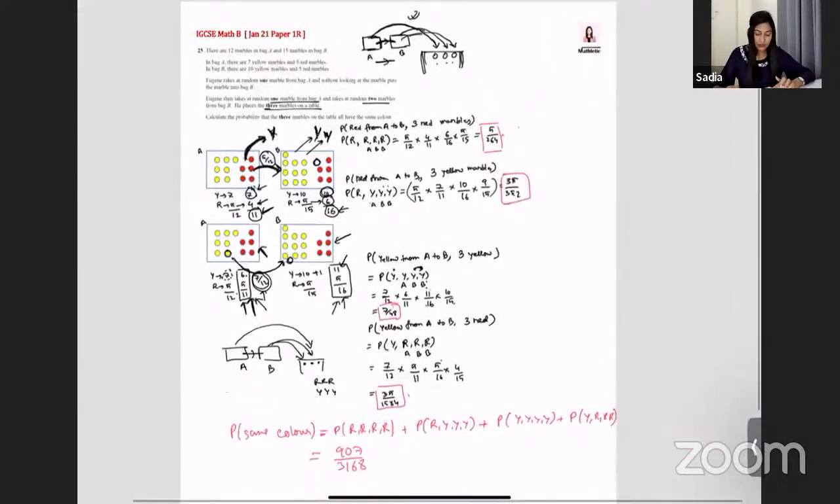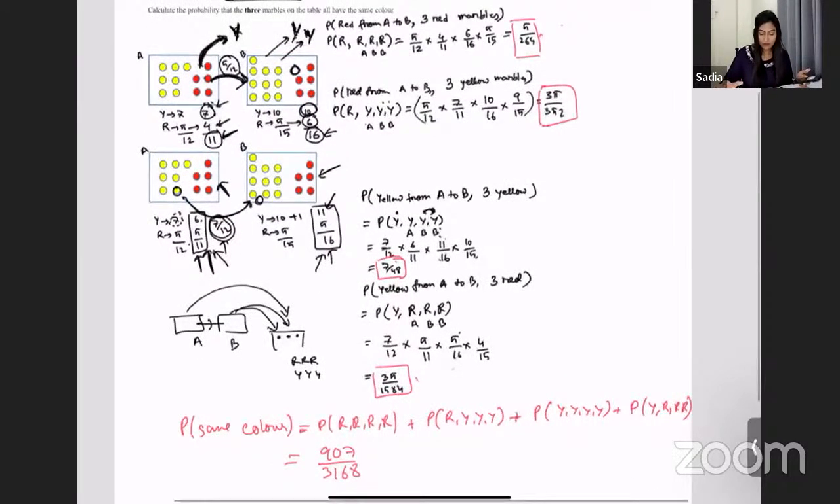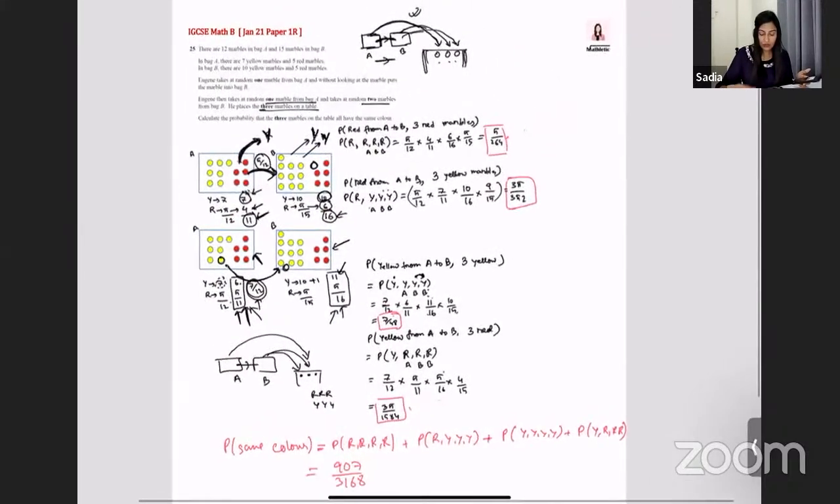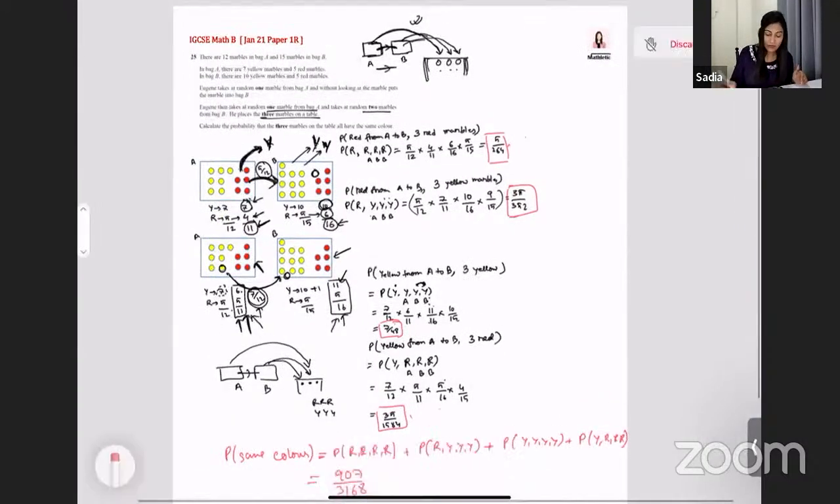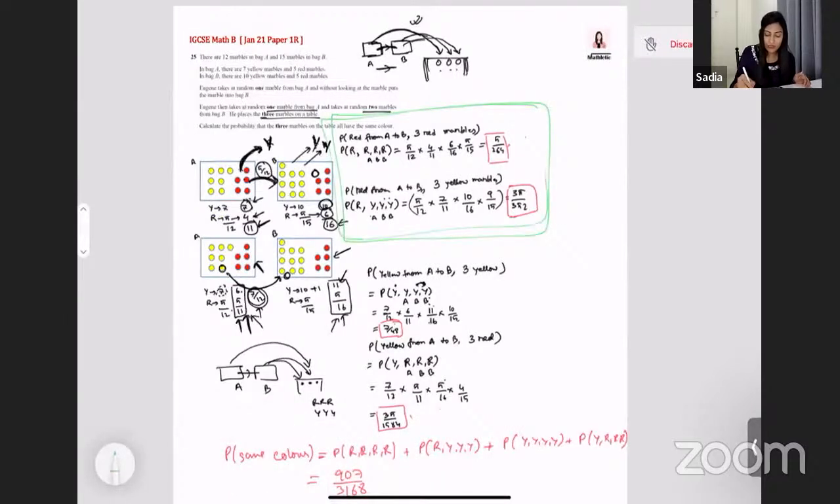So this is the complete solution of Jan 21 paper 1R number 25. In this problem, we had 2 separate stages. At the very beginning, you are selecting just 1 marble from A and you move that to B. This is the first phase, and it can be yellow or it can be red, as discussed here. We have separated this entire thing. What if the first marble from A to B is red?